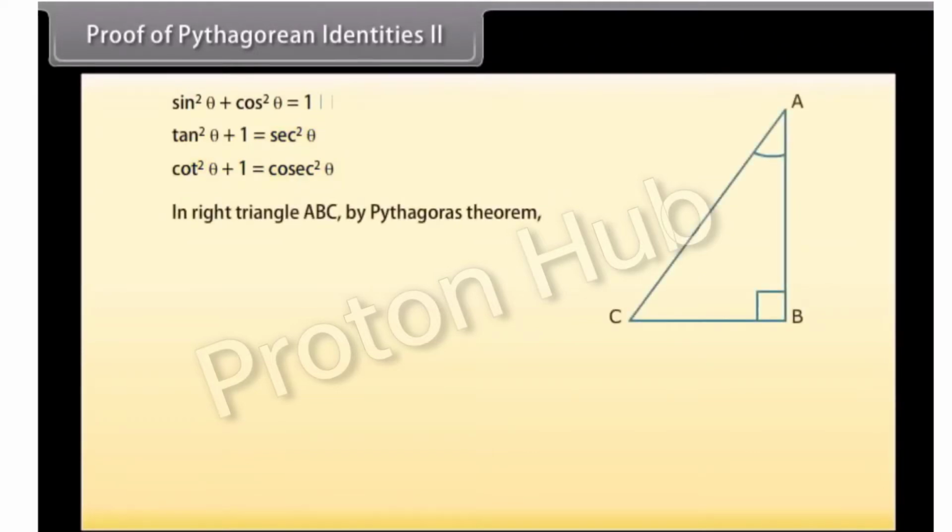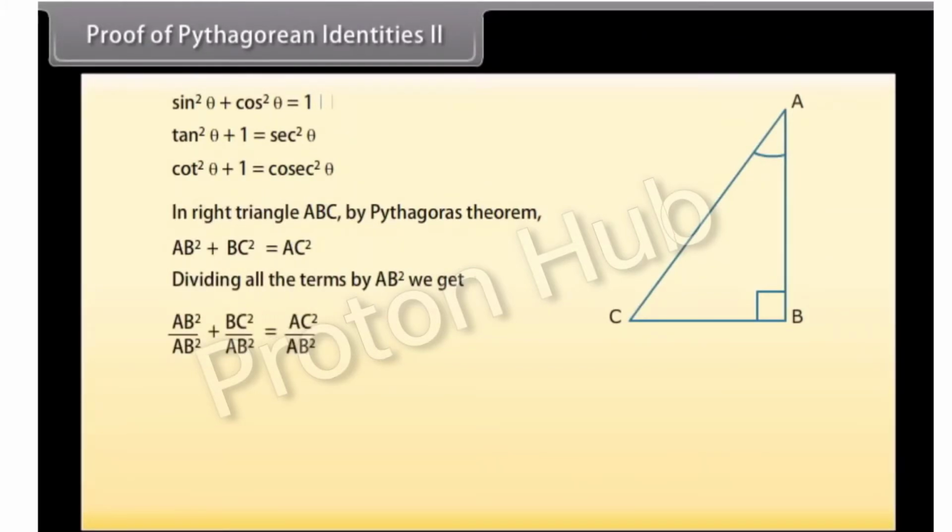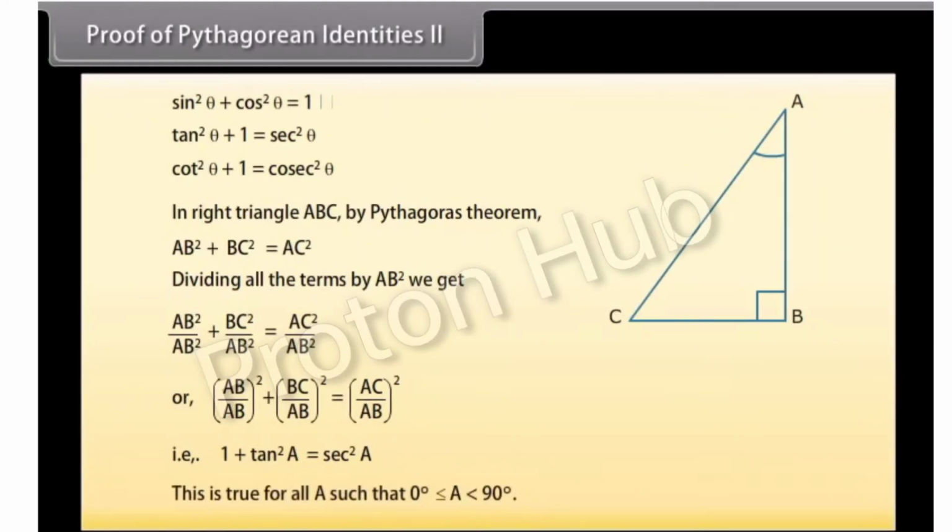In right triangle ABC, by Pythagoras theorem, AB square plus BC square is equal to AC square. Dividing all the terms by AB square, we can write it as (AB upon AB) whole square plus (BC upon AB) whole square equal to (AC upon AB) whole square. That is, 1 plus tan square A is equal to sec square A. This is true for all A such that 0 degree is smaller than or equal to A, which is smaller than 90 degree.